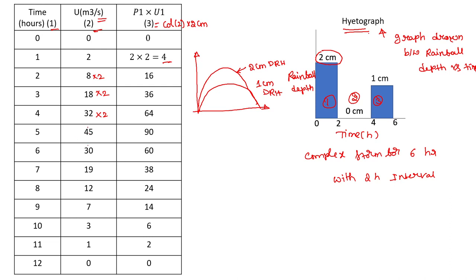Yeah, so what you will do, very first step, you identify the peak value in the UH, which is nothing but 45. Let's say this is U5. U5 will be 45 meter cube per second. So this is a peak one. Okay. Now what you will do?